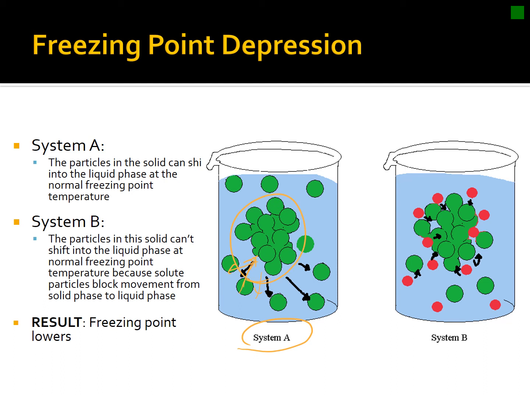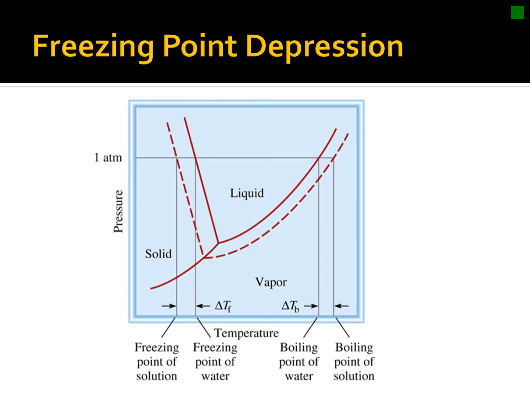Whereas system B, the particles in the solid can't shift into the liquid phase at the normal freezing point, and it can't shift out of the freezing point, so it can't reach equilibrium as easily. Why? Because these solute particles are once again blocking. So it's the exact same reasoning as why the vapor pressure decreased, is because these solute particles are blocking the ability of the other solvent particles from going back and forth into the solid and the liquid state. So what happens is your freezing point lowers.